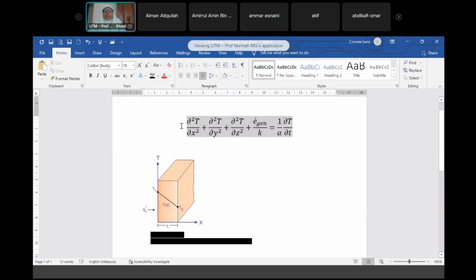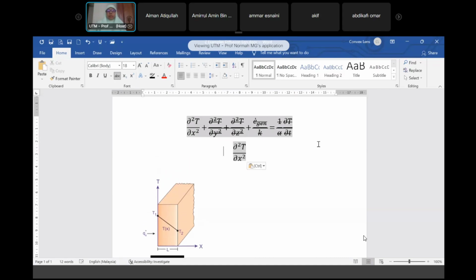However, you may be able to solve this if the system is simplified. That means you make further assumptions. Like if it's steady state, then you may cancel that one out. And if you have two-dimensional, you may cancel that one out. And then let's say if you have no heat generation, then you cancel that one out. So you just end up with that equal to 0, which is a homogeneous second order differential equation. You can solve this with two boundary conditions.